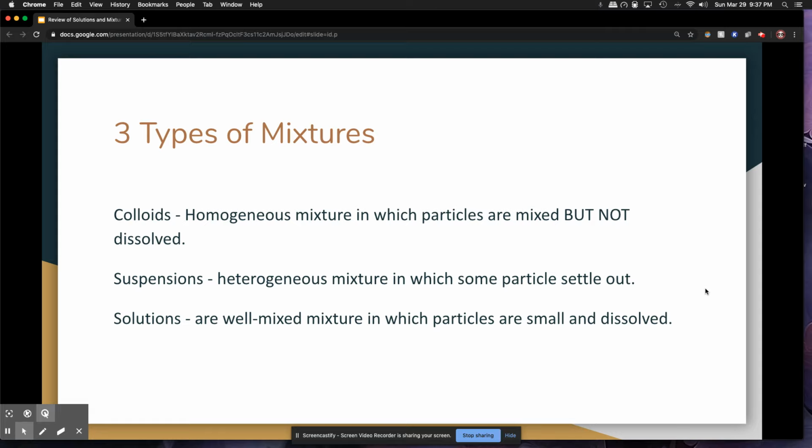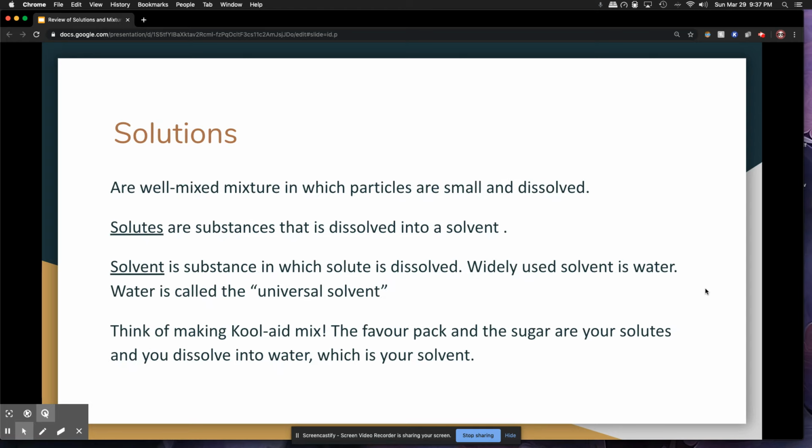Now, when we talk about particles being small and dissolved, and what actually makes up a solution, there's two things we need to know. So we know they're well mixed. So you have something called solutes, which is just a substance that dissolves into a solvent. This could be a liquid, this could be a powder, this could be something solid, but it's going to go into the solvent. Now, the solvent is the substance in which the solute is actually dissolved. The most widely used solvent is water. That's why it's called the universal solvent. Most everything we have will mix with water and dissolve in it.